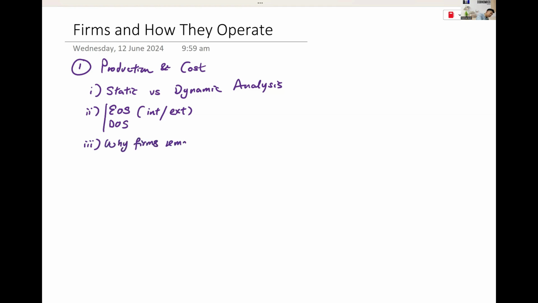The third one, there's a small little section on why firms remain small. So all these will be covered under, if you like, section 1, production and cost.